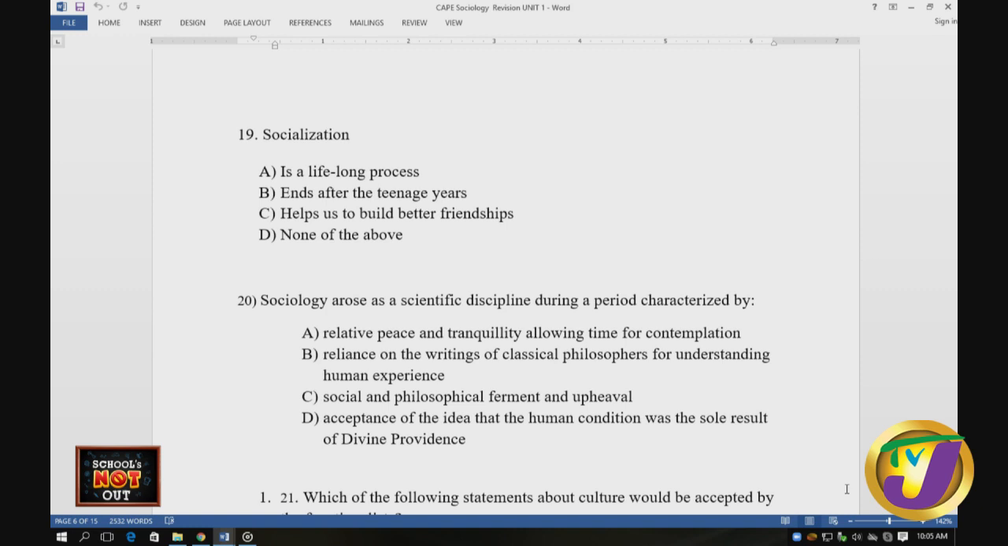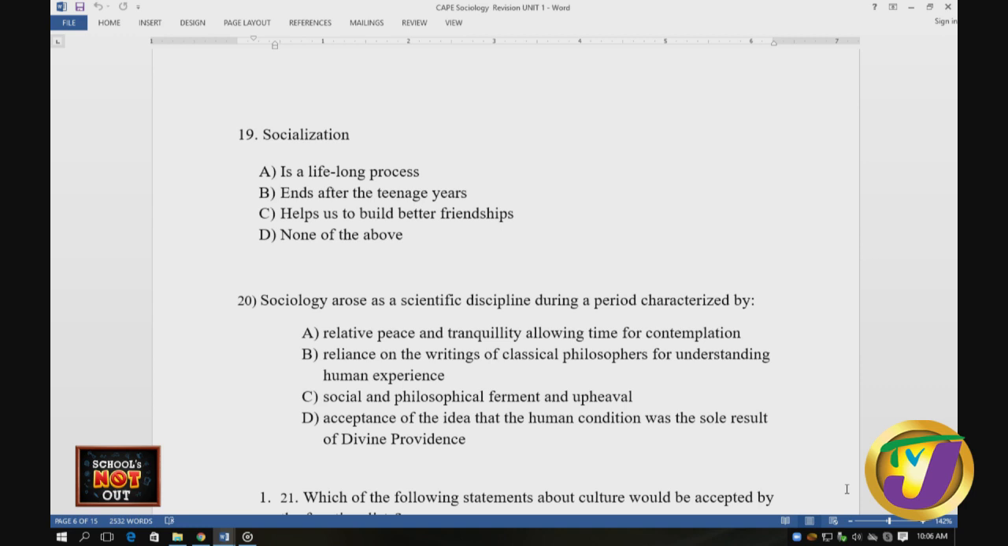I guess that's what COVID had done to us, allow us time for contemplation. But no. Reliance on the writings of classical philosophers for understanding human experience, no. Social and philosophical ferment and upheaval, this was what was happening in Europe. There were social ferment and there were also philosophical ferment.